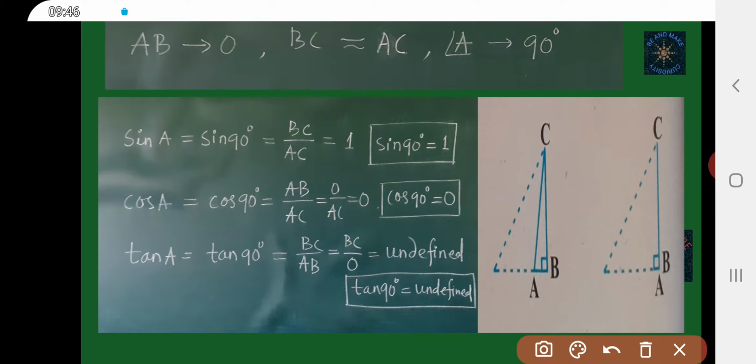Okay. Now come to tan A. Angle A is here 90 degree, and tan is P by B. Here P is BC and B is AB. So BC by AB. BC remains the same, while AB is very close to 0. If you take AB equal to 0 unit, then BC by 0, division by 0 is not defined. Not defined.